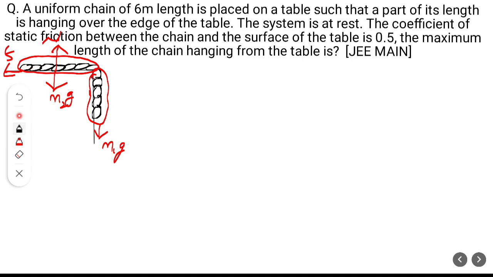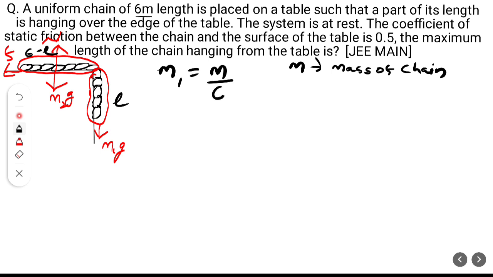Now let us find m1. Say the total length is 6 meter, and the hanging length is L, so the portion on the table has length 6 minus L. Capital M is the mass of the chain. Then m1 will be the mass per unit length, that is total mass divided by total length, into L. Similarly, m2 will be mass per unit length into the available length, 6 minus L. Here L is the maximum length that can be hanging.